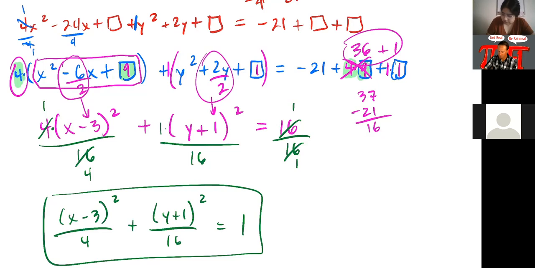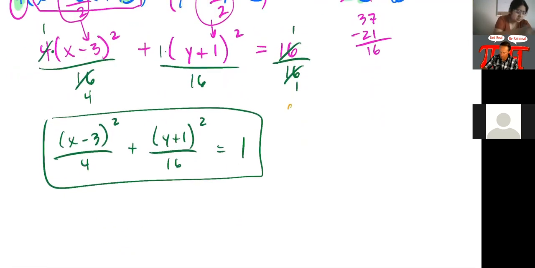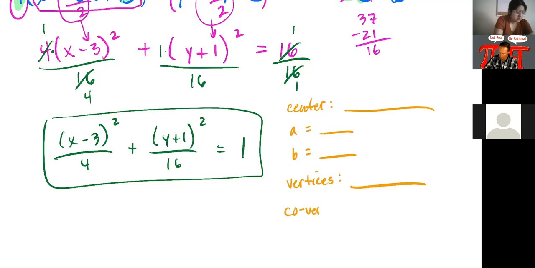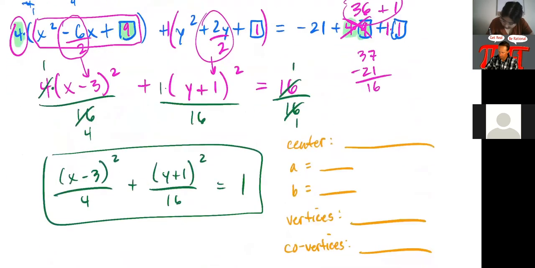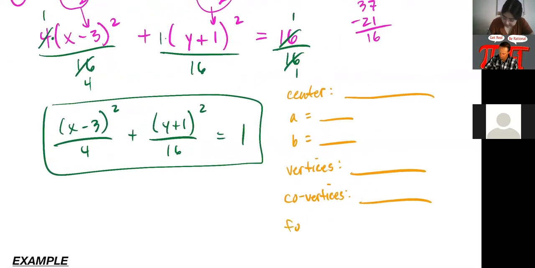Which means you should be able to tell me all the things that they requested at this point. And that includes the center. We're going to need the A. We're going to need the B, even though they didn't ask for it. Then they asked for the vertices. They asked for the co-vertices. And foci. And then I wanted to make sure that you guys knew how to graph as well.